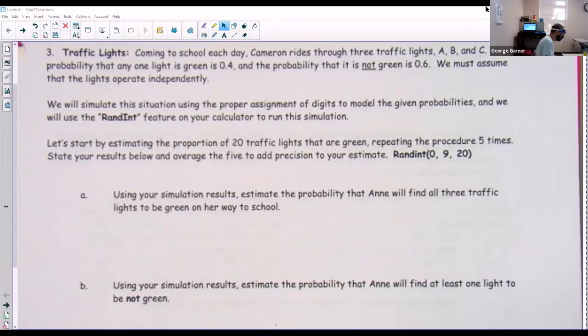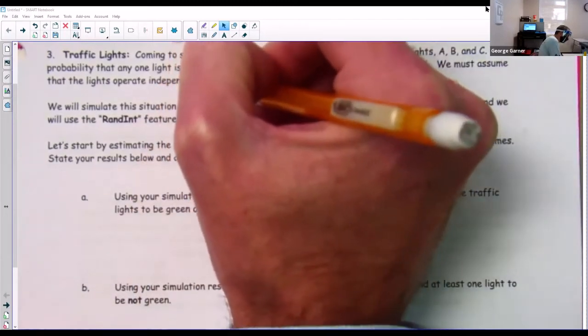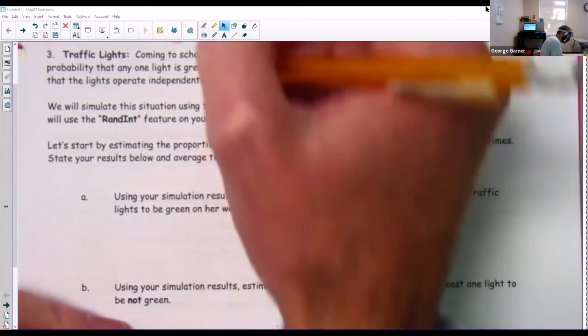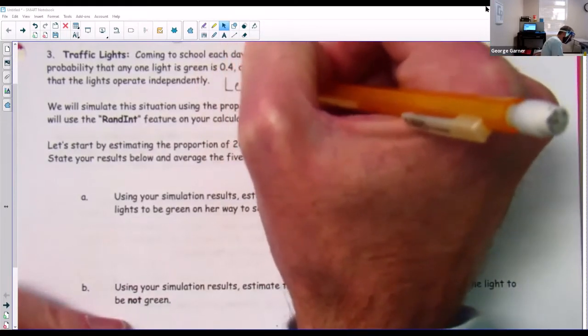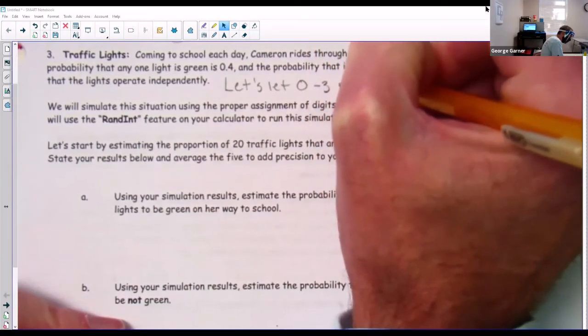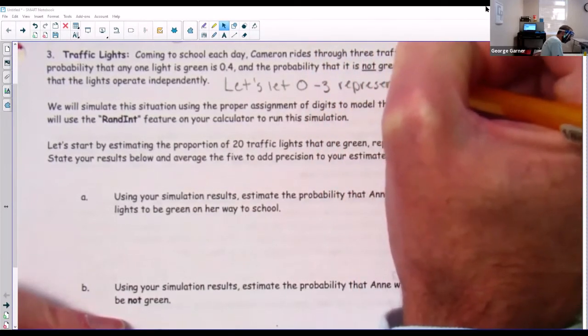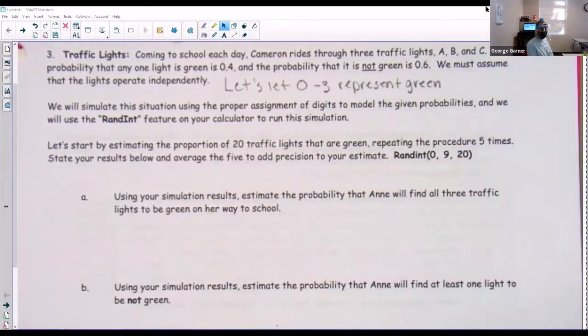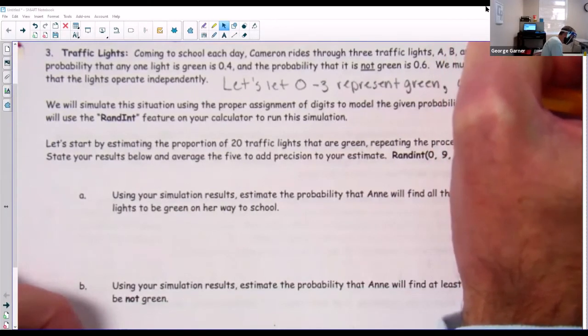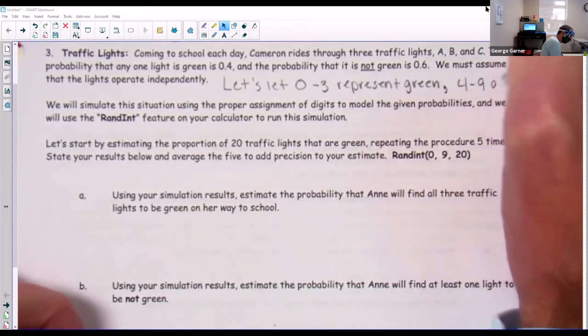So here's your assignment of digits. We can get by with single digits here. And since we're using a calculator, we can pick whatever we want to, but I'm just going to stick with the pattern that we're dealing with. So let's let 0 to 3 represent green, because that'll be 4 numbers out of 10, 40%. And 4 through 9, which is 6 numbers, will be not green.